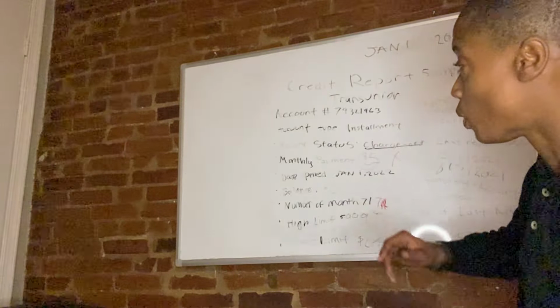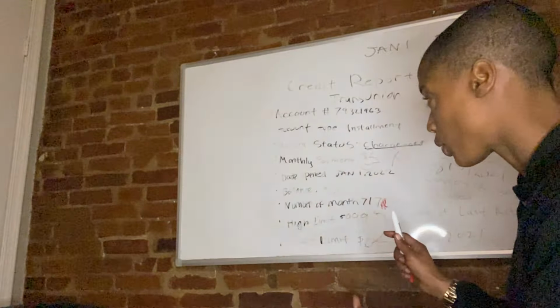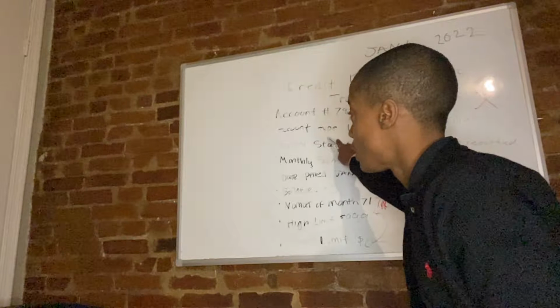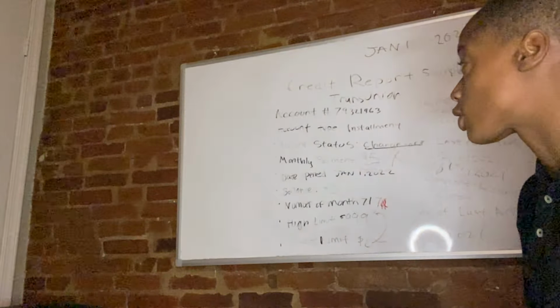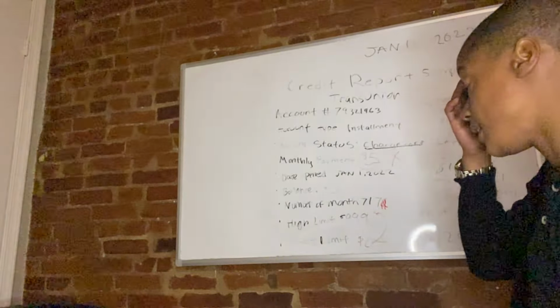So like I told you, all of this information is literally on your credit report. Like everything is on your credit report. The account type is what type of loan do you have? Is it a credit card? Is it a loan? Right? Is it an installment loan?